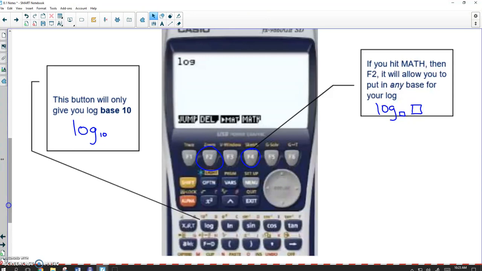So what the heck are logs? Logs are just a different way of writing things that have exponents. So you need to know how to convert back and forth between the 2 forms. And then it says to do it without a calculator, but it's the same thing. Just type it in, whatever.